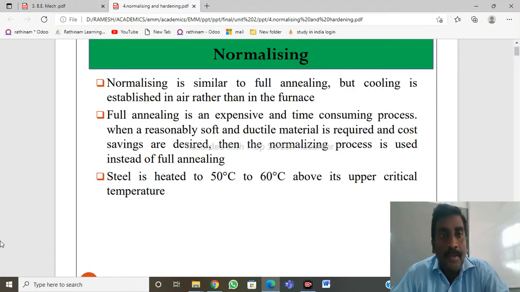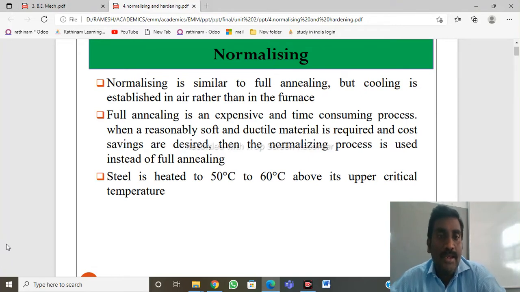Normalizing. It's a similar process to full annealing, but the cooling is done in air. In the full annealing process, the cooling takes place in the furnace itself, but in the normalizing process, the cooling takes place in normal atmospheric air.